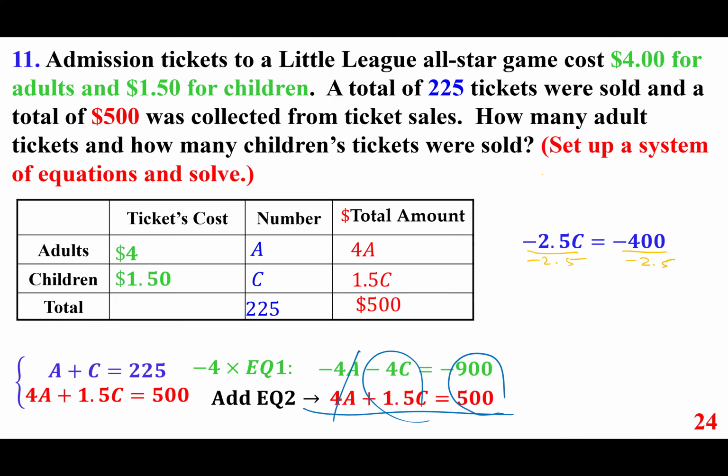So that's the same as negative cancels out the negative, 400 over 2.5. I hope you see this is 100 divided by 2.5 is 40, times 4 is 160. And if C, the number of children, is 160, the rest of them, 225 minus 160 or 65, must be the number of adults. Very straightforward, everybody.